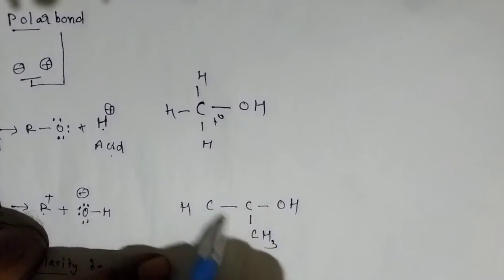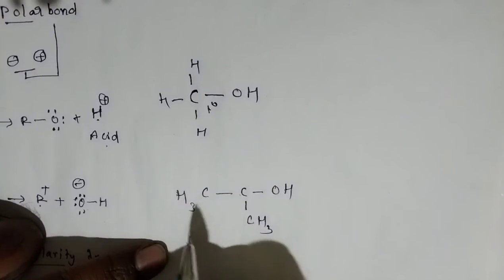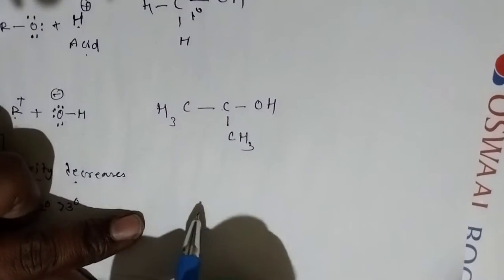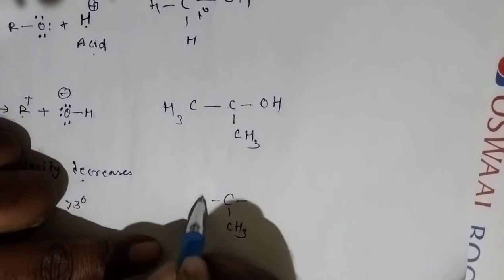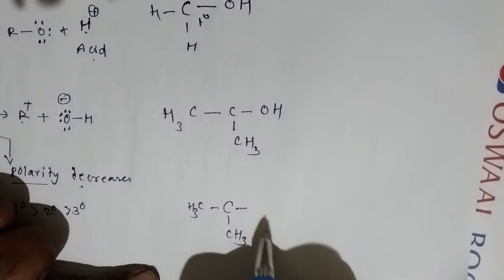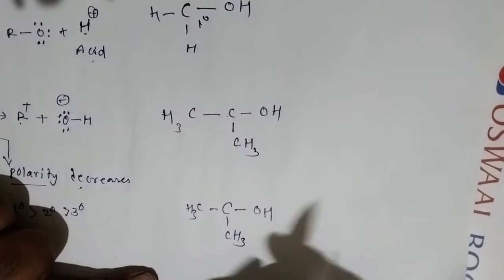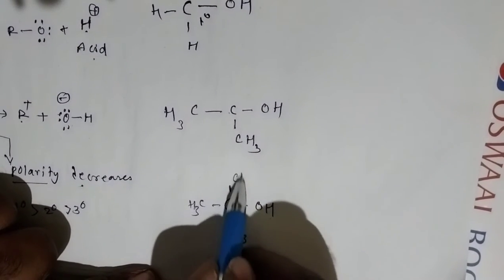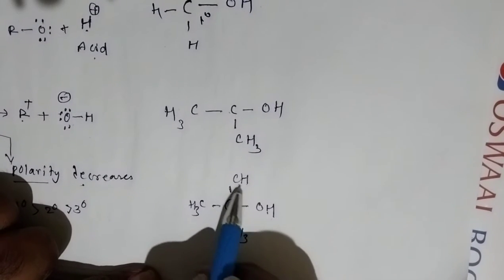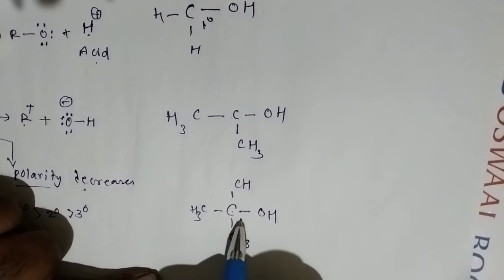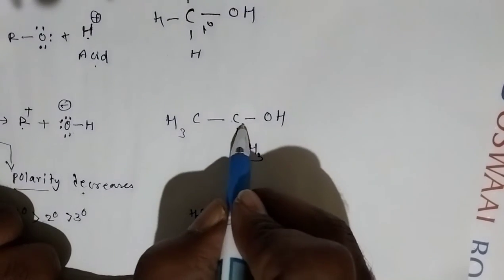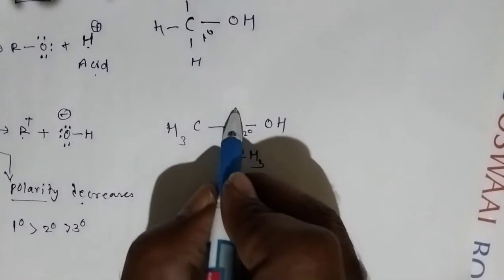So one carbon attached to two different carbon atoms acts as a secondary alcohol. Next, tertiary alcohol: one carbon attached by three other carbon atoms is called a tertiary alcohol. This is tertiary, this is secondary, this is primary.